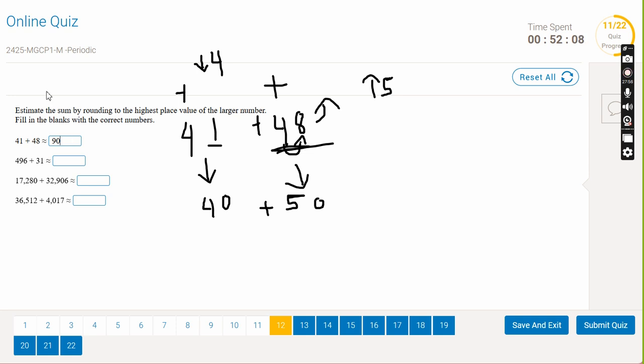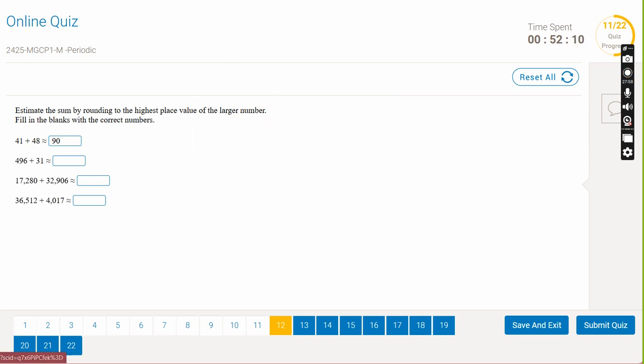Okay, let's go and round the next one. Now what do we have here? Here we're going to look at, what is the question here? 496 plus 31. Remember here we have no hundreds. There's a 0 here, so we cannot consider it. We're just going to follow this one.